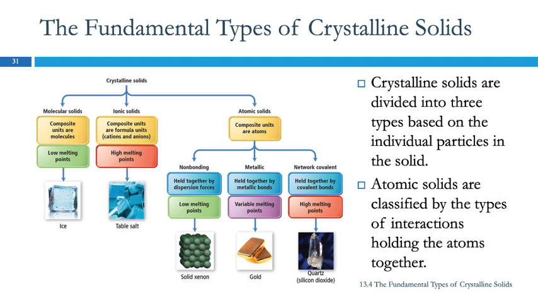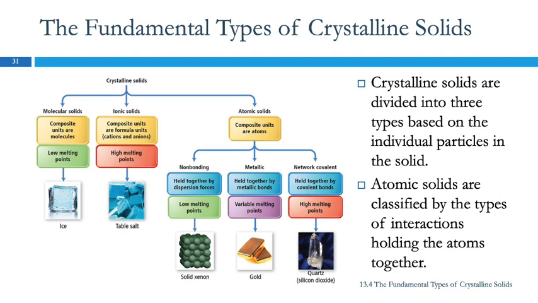So I'm going to talk mostly just from this chart, and then we'll go through the slides that have all the details. So crystalline solids. We can have a crystalline solid made up of molecules, of ions, or of atoms. Those are the particles that make it up. If we have molecules as our units, then that's called a molecular solid. If the units are ions, it's called an ionic solid. And if the units are atoms, it's called an atomic solid.